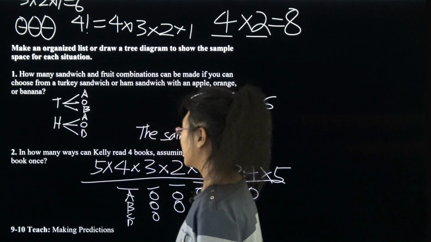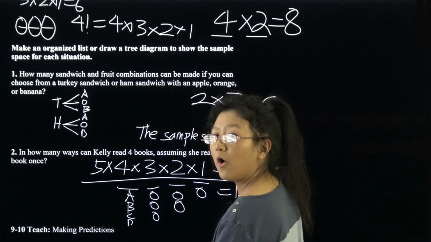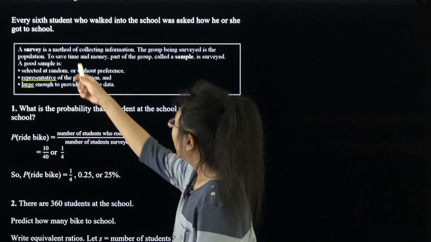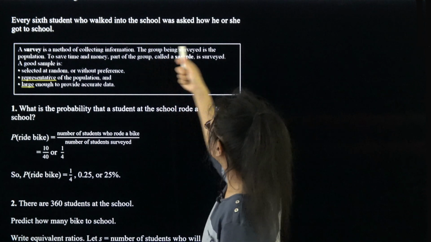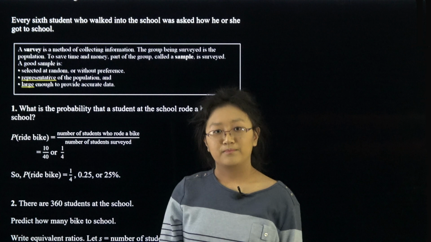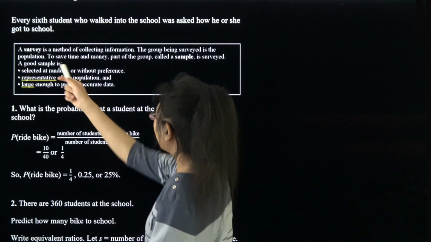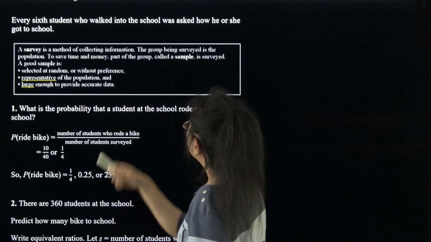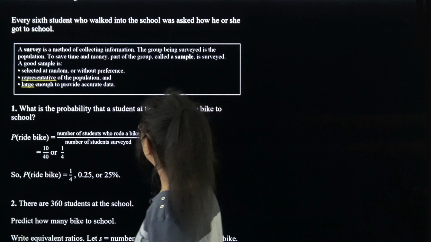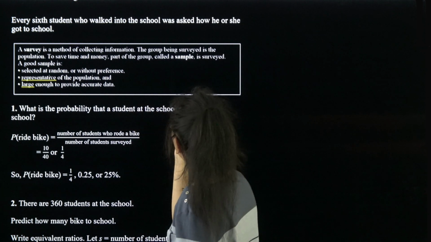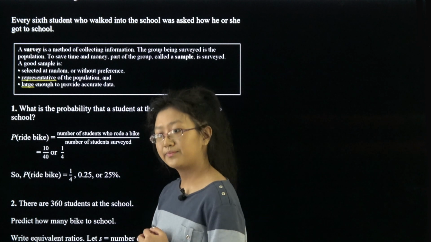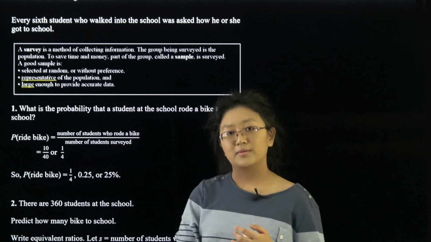And now we're going to do some good old fortune telling, making predictions. Every 6th student who walked into school was asked how he or she got to school. This may sound familiar. It's called a survey. So a survey is a method of collecting information. The group being surveyed is called the population. To save time and money, part of a group, called a sample, is surveyed. A good sample is selected at random, or without preference.